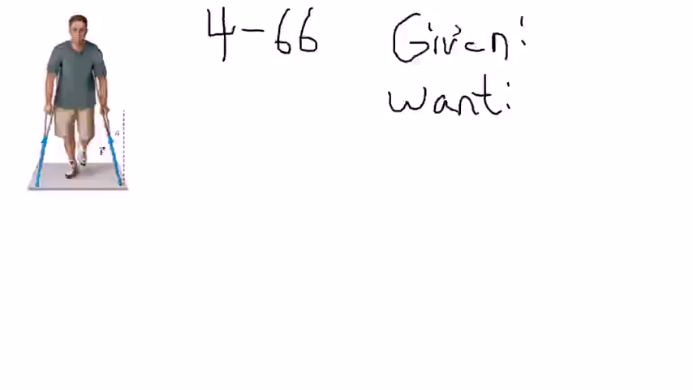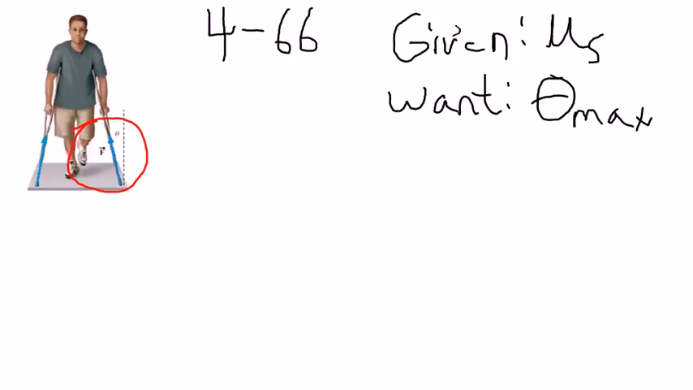So, I'm going to give you guys some pointers on trying to solve problem 66 from chapter 4 in the online homework. In this problem, we're told that there's a person using a crutch and we want to determine the maximum angle that the person can hold the crutch at relative to the vertical, as shown in our picture here, without slipping. And all that we're given is the coefficient of static friction.